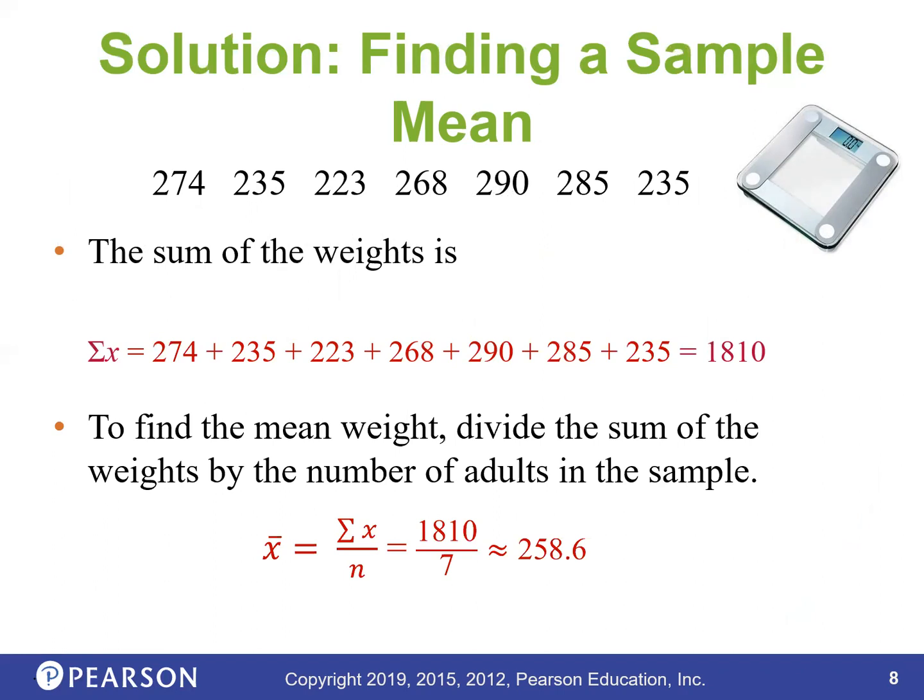Okay, this is the funny thing. You guys ready? So the average is 259, let's say, right? Is there a person in the study that weighs 259? No. That's the funny thing about averages. The average actually may not exist in your data.